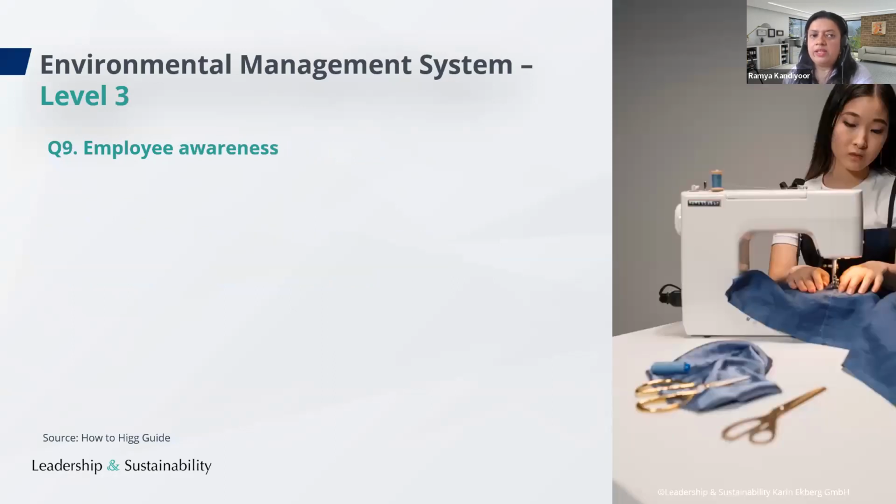Next, we come to level 3 questions. In your level 3 questions, there are again 4 questions for the environmental management system. Here we have the first question, which is on employee awareness. We saw that level 1 is tracking, level 2 is monitoring, target setting, goal setting, etc. And level 3 is where we are going above and beyond what is actually required.